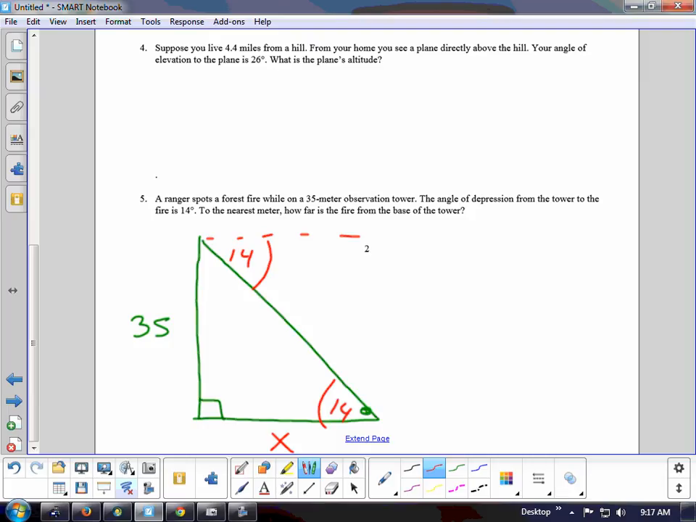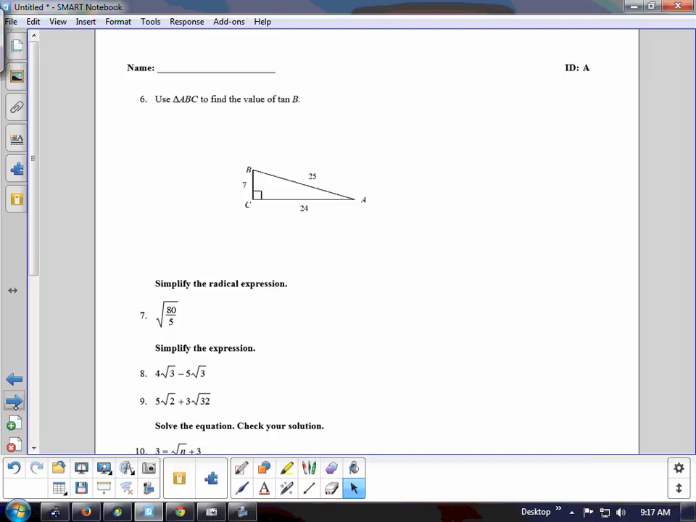Okay, so we solve it. Which one are you going to use for this? Looking from 14, is this the adjacent, hypotenuse, or opposite? Opposite. This is the adjacent. You have O and A, so you're going to use tangent. So tangent of 14 degrees equals opposite 35 over x. X is on the bottom, so divide to get your answer. Okay, moving along here.